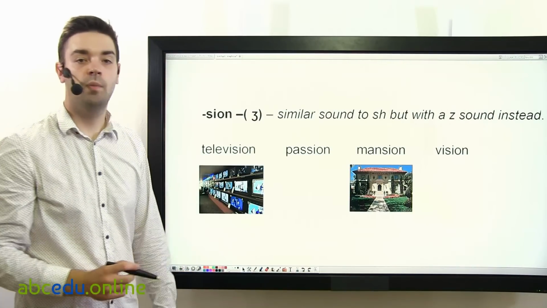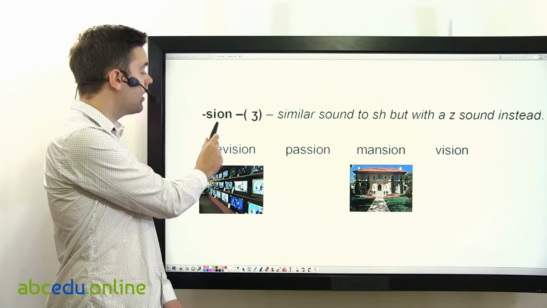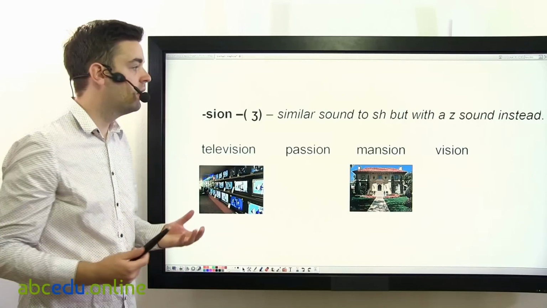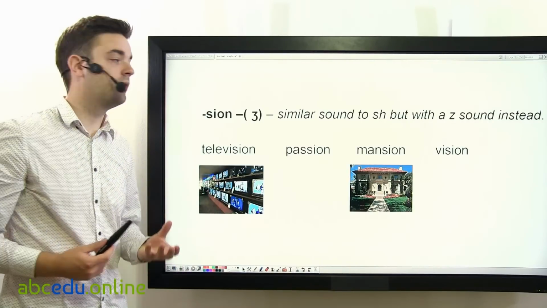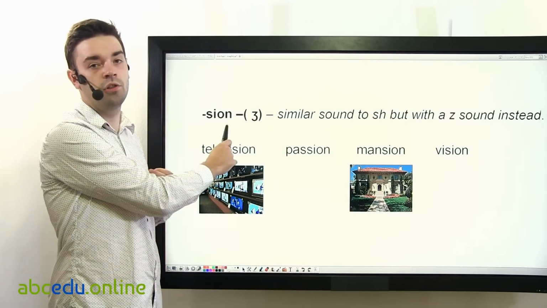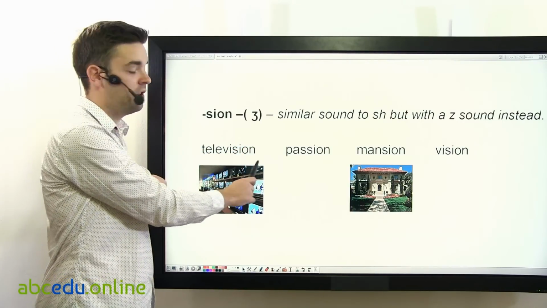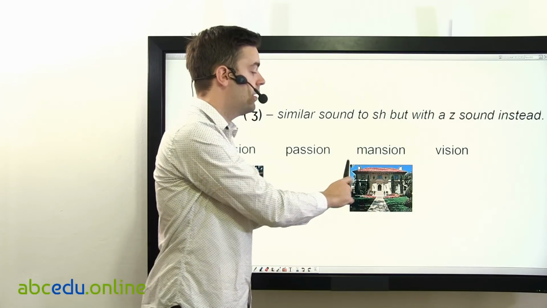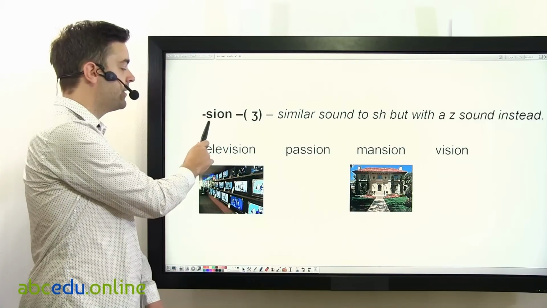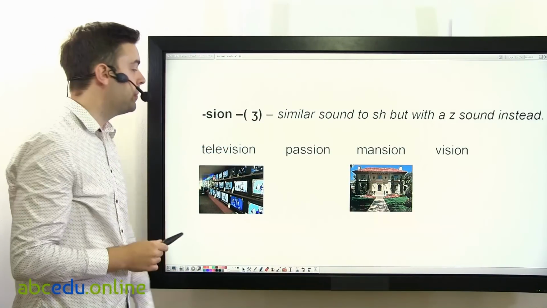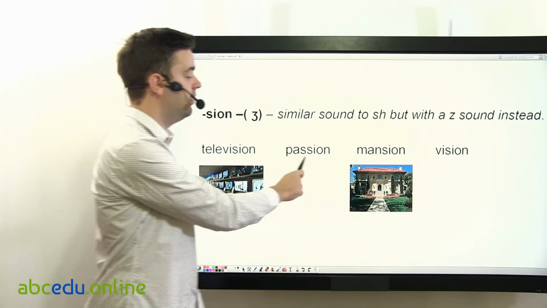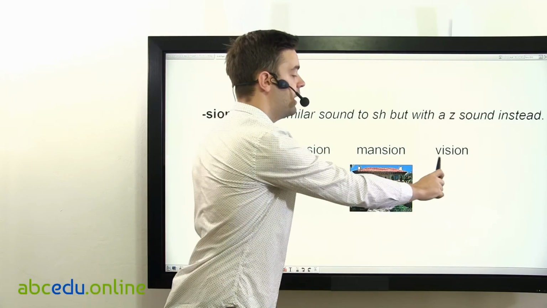Okay, so when you join S, I, O, N, you get a similar noise to sh, but it's more of a Z noise. So it sounds like zhun. Television, passion, mansion, vision. So S-I-O-N makes a zhin noise. Television, passion, mansion, vision.